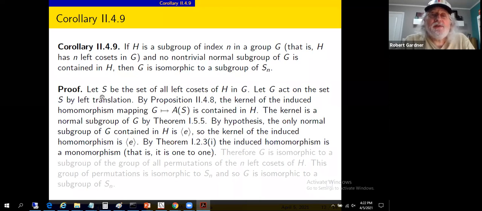Okay. So let S be the set of all left cosets of H in G, so we can apply the equipment we have about group action as relates to that setting. Let group G act on the set S by left translation. It's the same thing we did in the previous proposition, 4.8. That previous proposition tells us the kernel of the induced homomorphism mapping G into the group of permutations is contained in this subgroup H because we've chosen the group action to be action of group G on the set of left cosets of H. That's the setting that allows us to draw this conclusion.